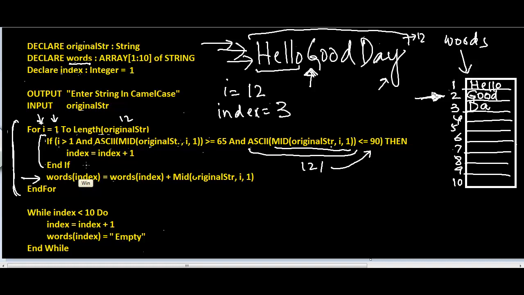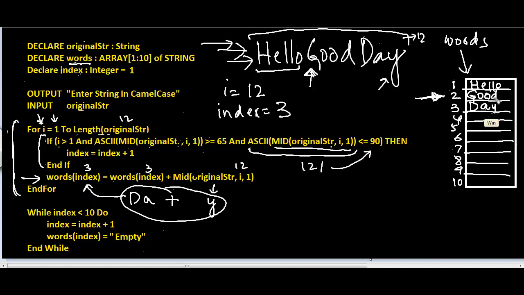This effectively becomes words of 3 equals words of 3 plus the 12th character that is going to be returned by this mid function, right? And that 12th character is lowercase y, which is now going to be joined with whatever is already in words of 3, and whatever is already in words of 3 is this string value DA. So these are going to be joined together, and this new string value is going to be saved in words of 3. So words of 3 effectively becomes day.